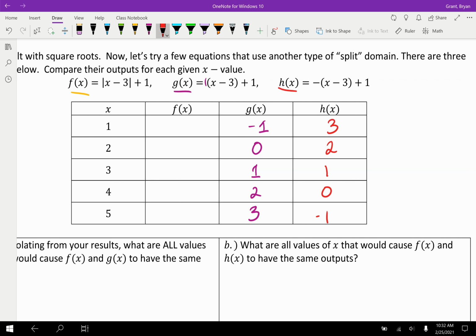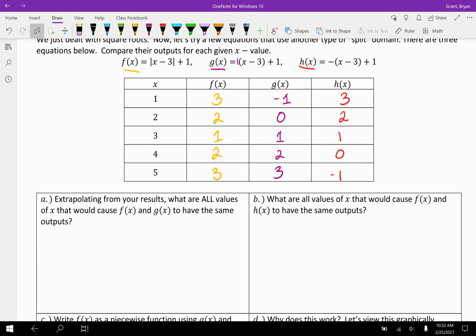What about absolute value? 1 minus 3 is negative 2, but that's in the absolute value. Absolute value of negative 2 is positive 2. 2 plus 1 is 3. If we try 2 in here, 2 minus 3 is the absolute value of negative 1, which is positive 1. 1 plus 1 is 2. If we substitute in 3, I know the output is 1. It's HK form. Substitute in 4. 4 minus 3 is 1. Absolute value of 1 is still 1. 1 plus 1 is 2. 5 minus 3 is 2. 2 plus 1 is 3. Kind of got smaller, then bigger again. Okay.